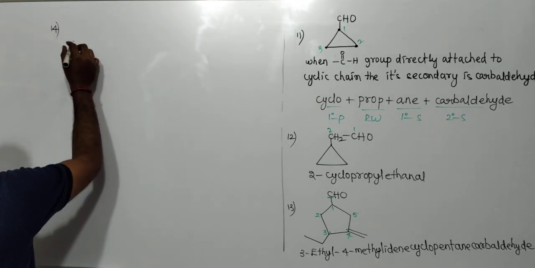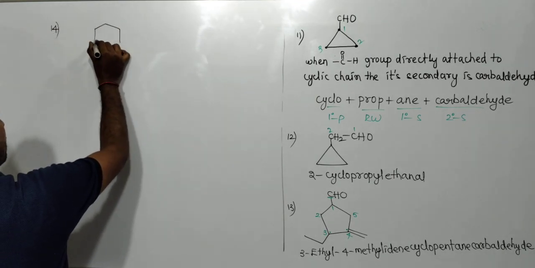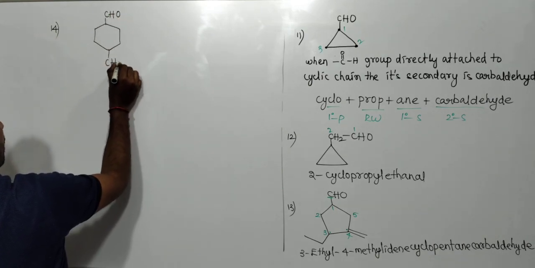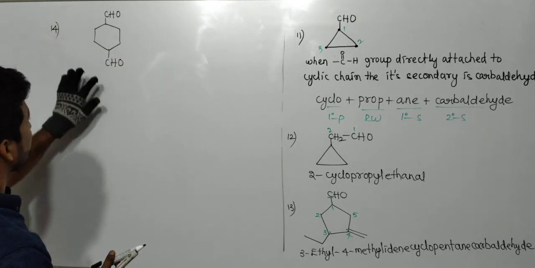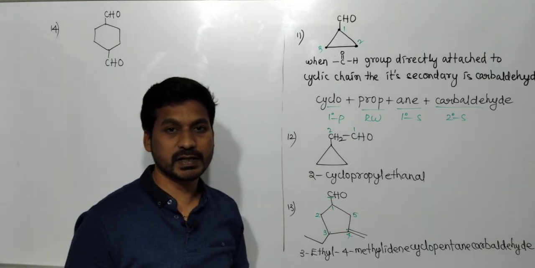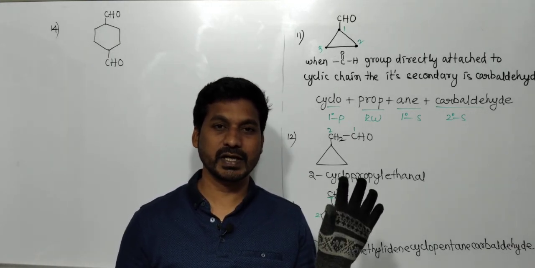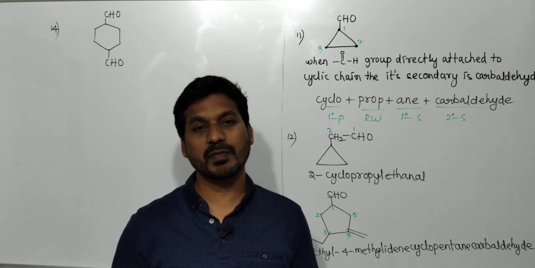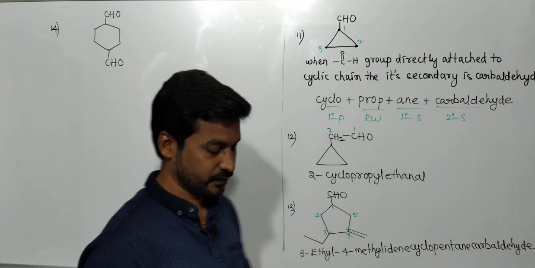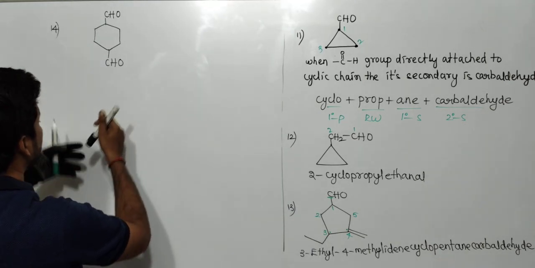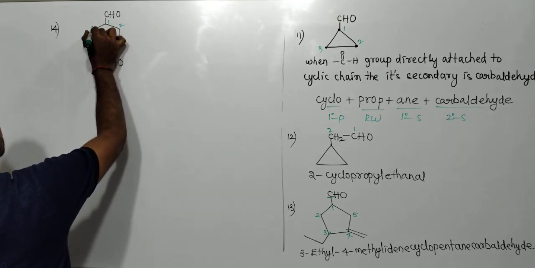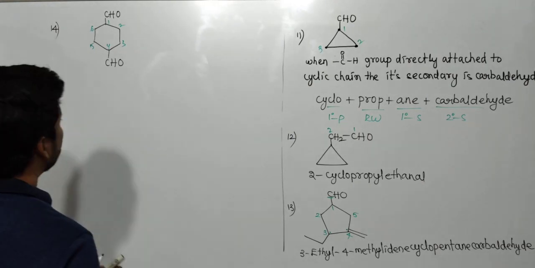Fourteenth one. For this molecule, both CHO groups are directly attached with cyclic chain. In that case, use secondary suffix carbaldehyde. Using secondary suffix carbaldehyde means we are not counting carbon atom of CHO group into parent chain. So this is not parent chain, this is not parent chain. That means what is parent chain? 1, 2, 3, 4, 5, 6. Cyclohexane becomes parent chain.